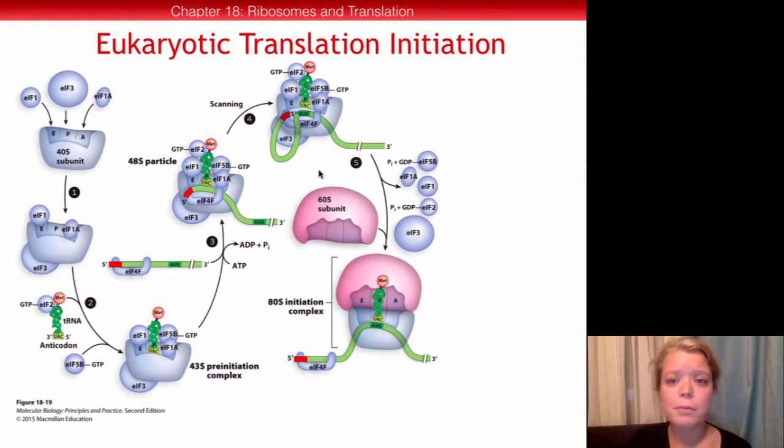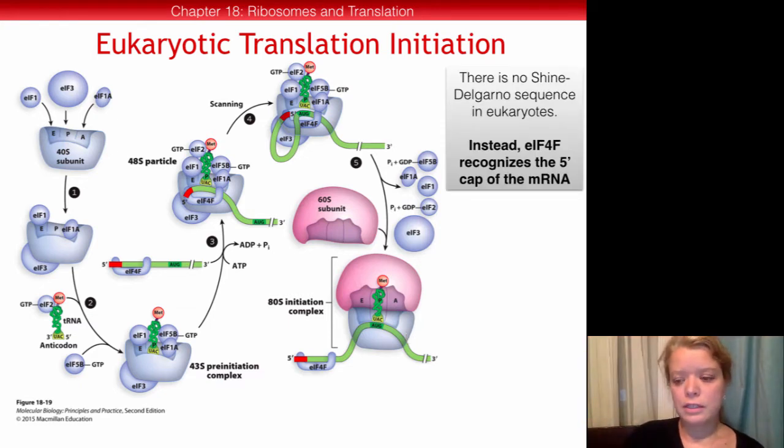And then the third step is, again, GTP is hydrolyzed to GDP. That causes the various initiation factors to release and let go, and the 60S subunit recognizes this whole package of a tRNA and a 40S, assembling the complete ribosome. So here are the steps.